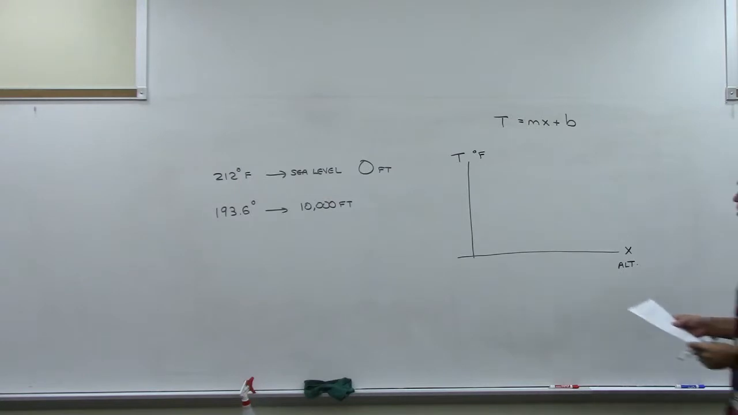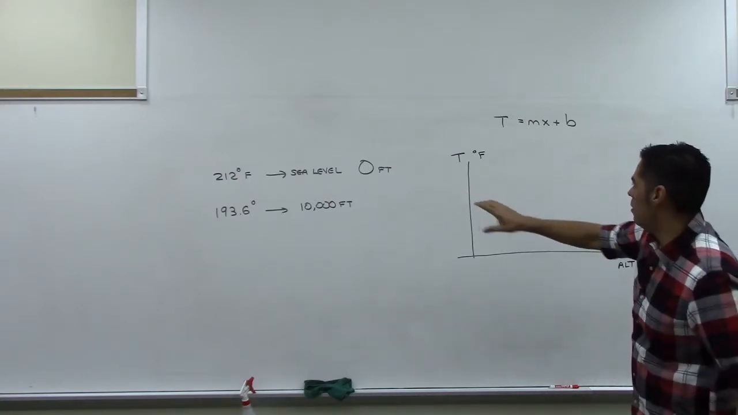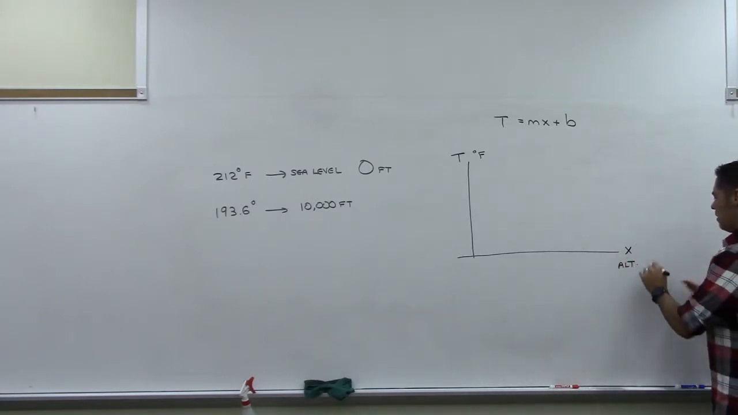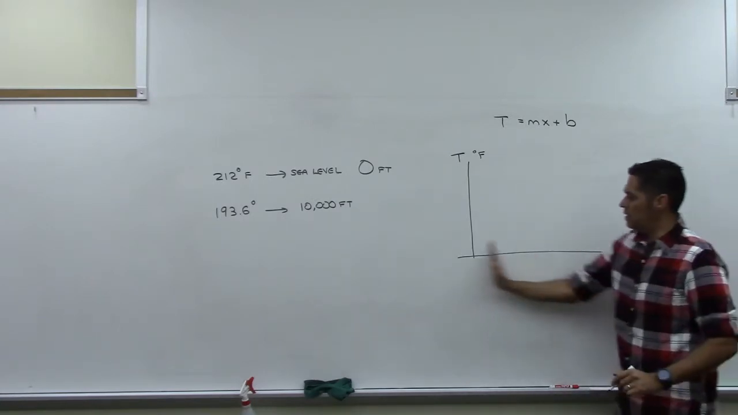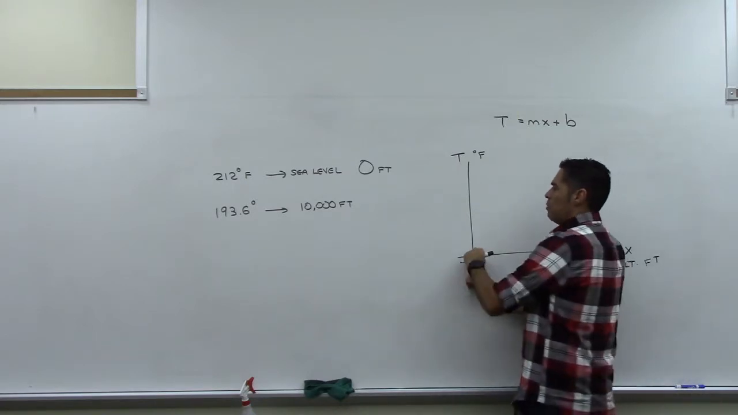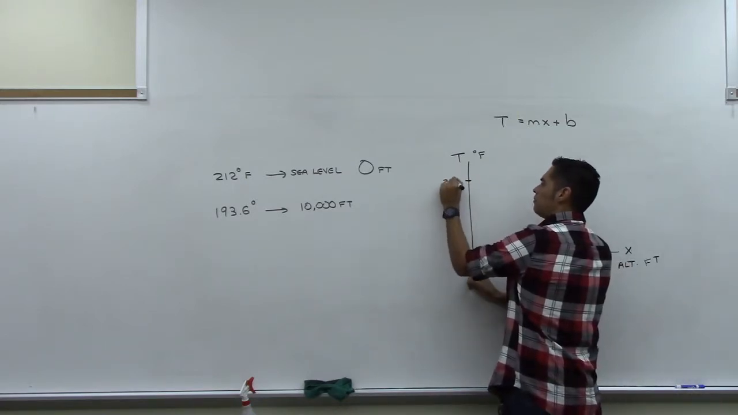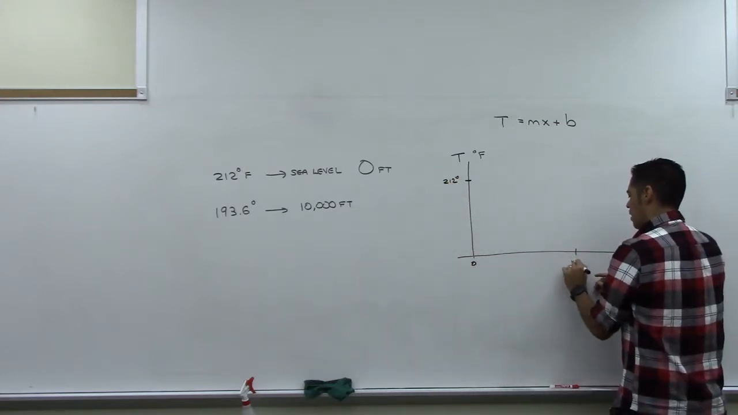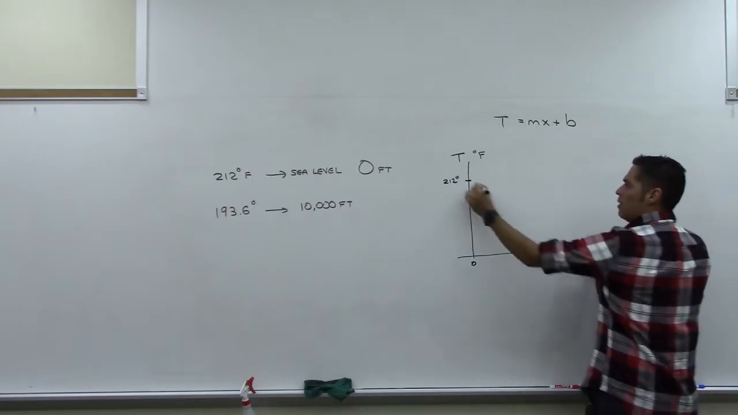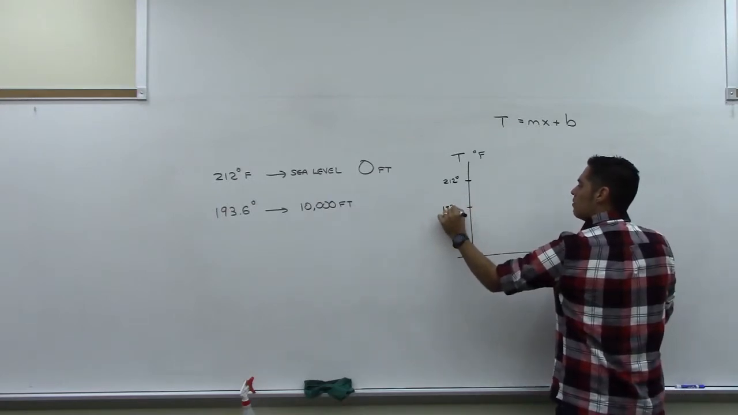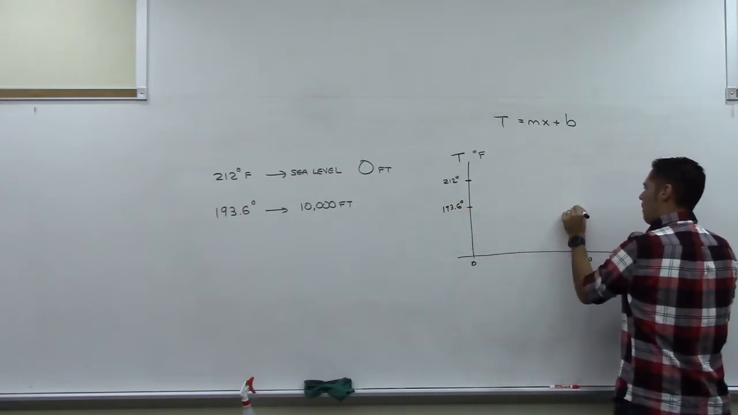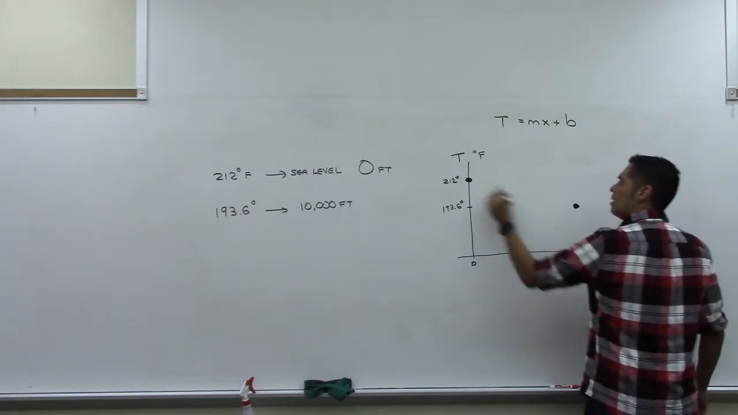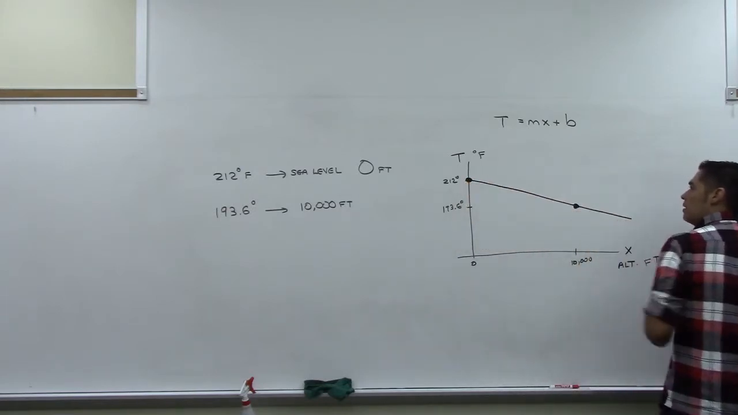All right, so what we know is we have to take this information here and plot 2 points so we can get a visual idea of what's going on. The altitude is measured in feet. So at 0 feet, our boiling point is 212 degrees. And at 10,000 feet, our boiling point has come down to 193.6 degrees. So we have 2 points, and we have a linear relationship like this.